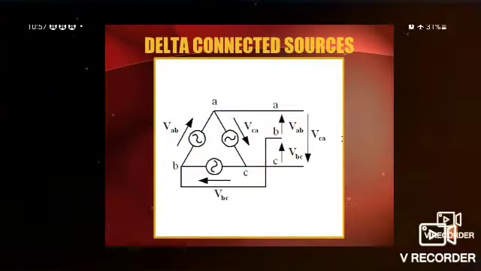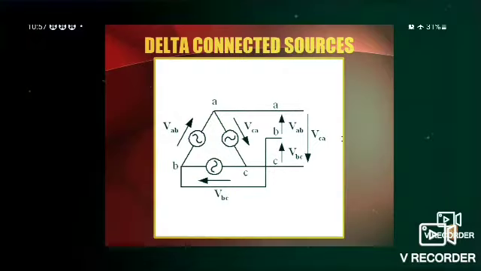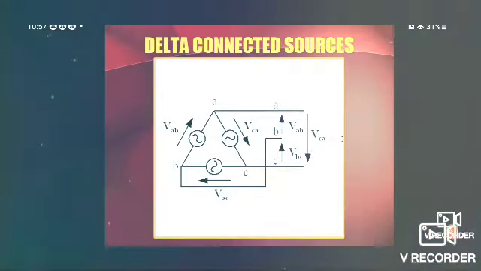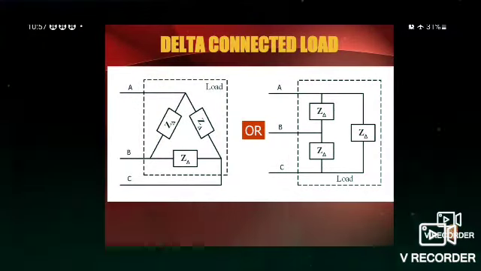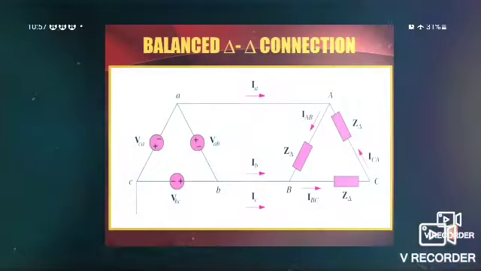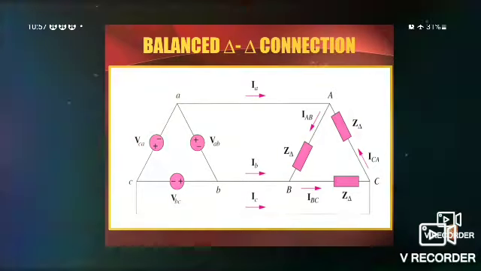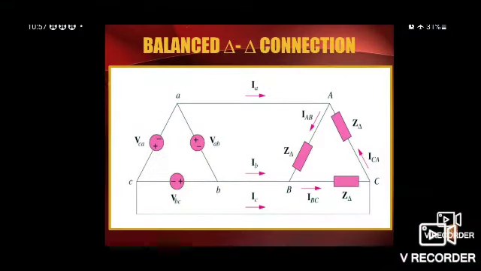Then the delta connection. See the delta connection. There will be no neutral, so load cannot be accessed easily. It is a delta-connected load. It is the balanced delta connection.